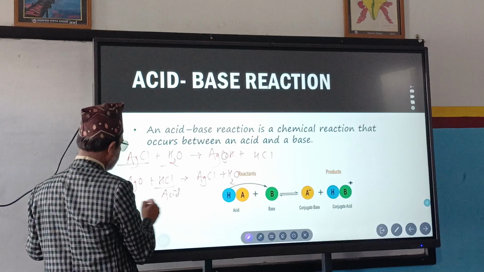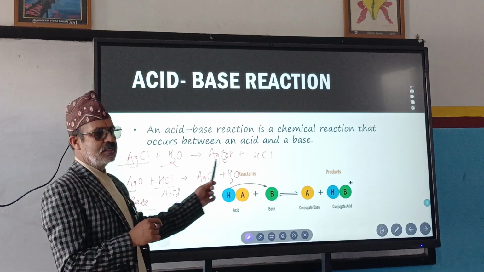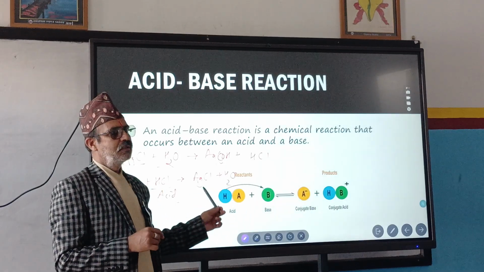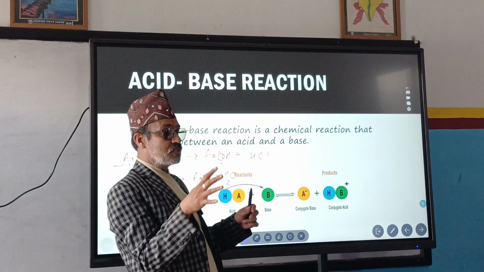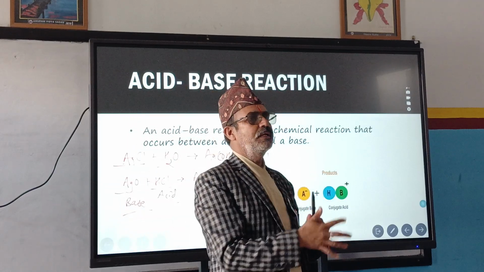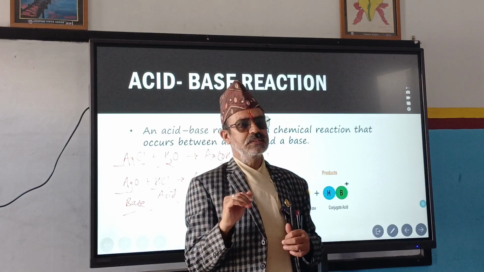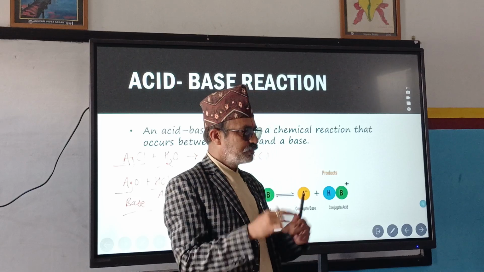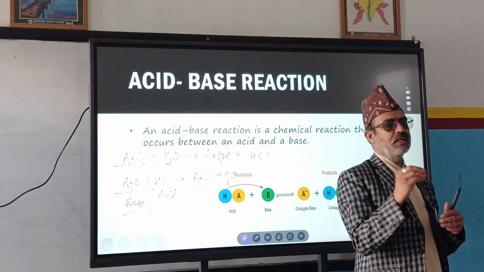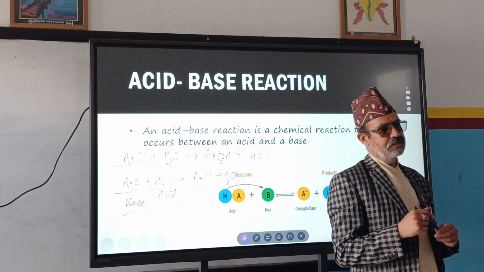What is this? Base. When acid and base react together, what do they form? Salt and water. So acid and base neutralize each other and form neutral substances. That's why it is also called a neutralization reaction. The other name of acid base reaction is neutralization reaction because an acid neutralizes a base and forms neutral substances. What are they? Salt and water. Salt and water are neutral, but acid and base are dangerous, right?